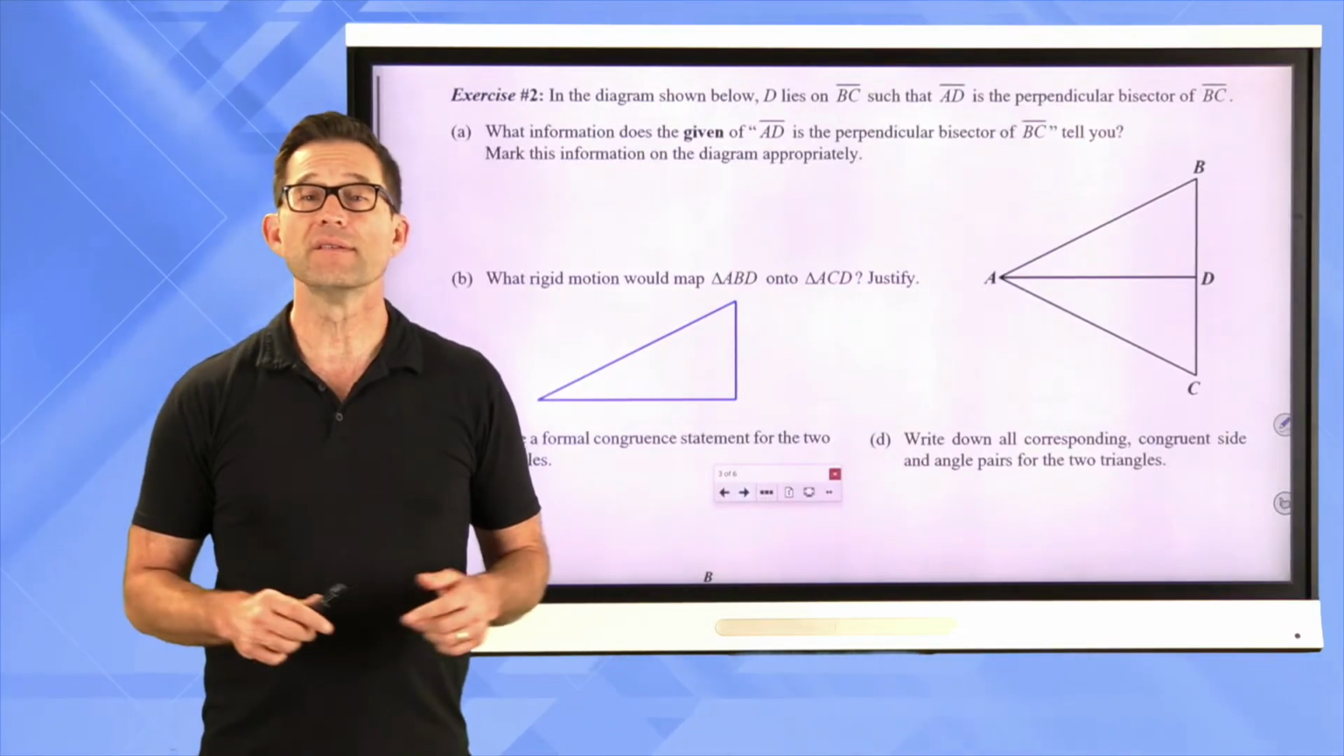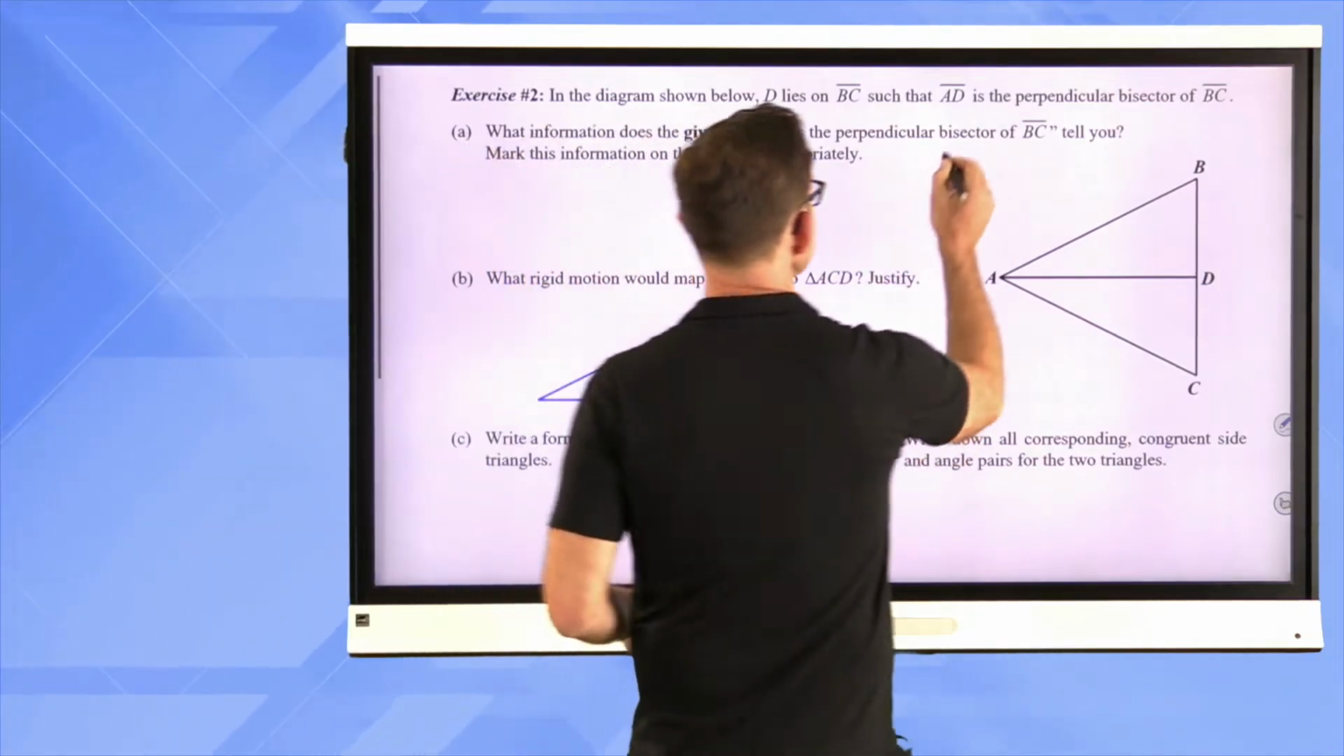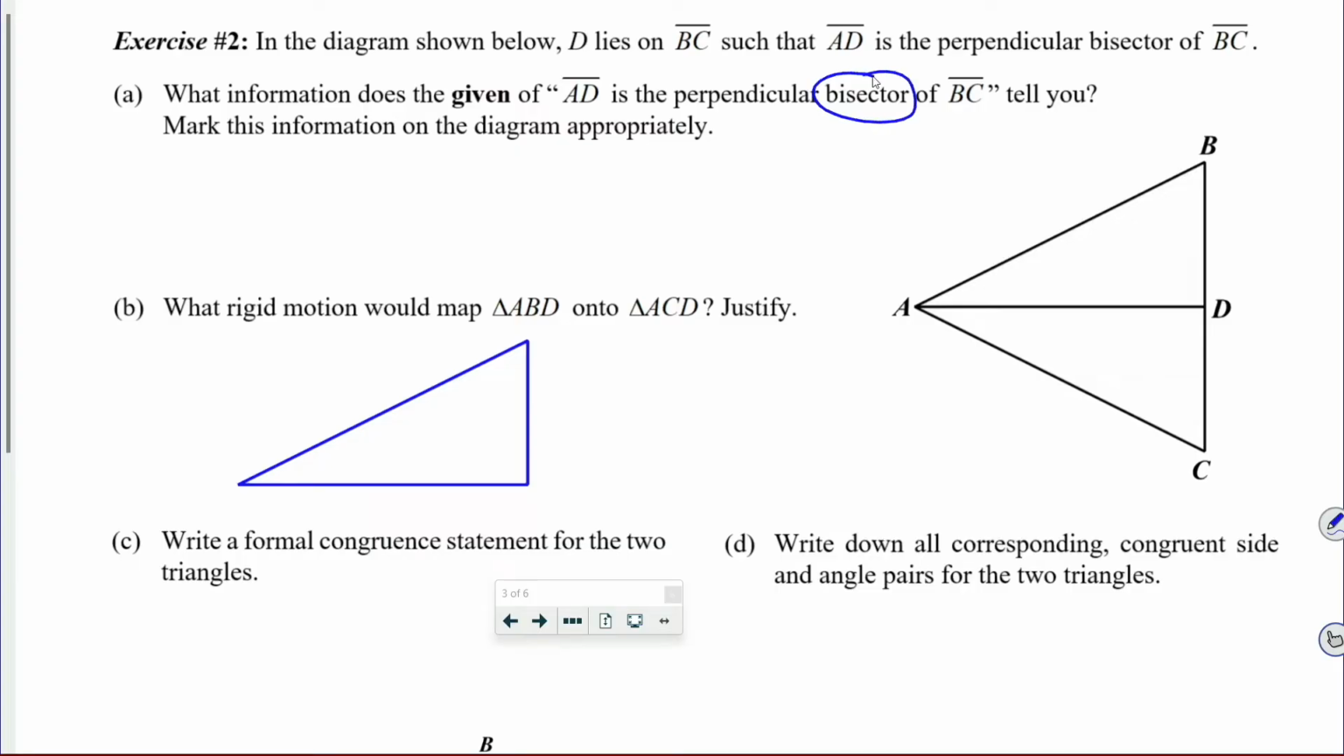Well, the fact that AD is the perpendicular bisector of BC really tells us 2 things. First, let's just take the bisector portion. I know that comes second, but I'm doing it first anyway, right? That tells us that BD must be congruent to CD. They've got to be the same length.